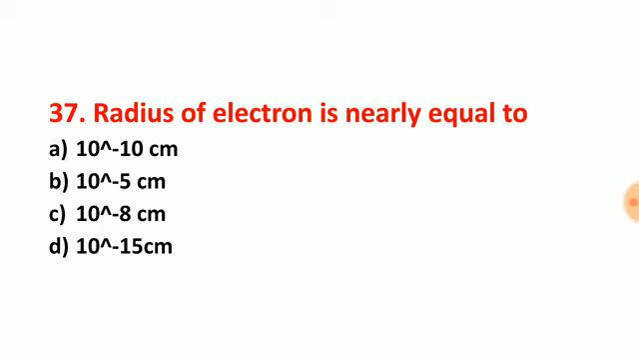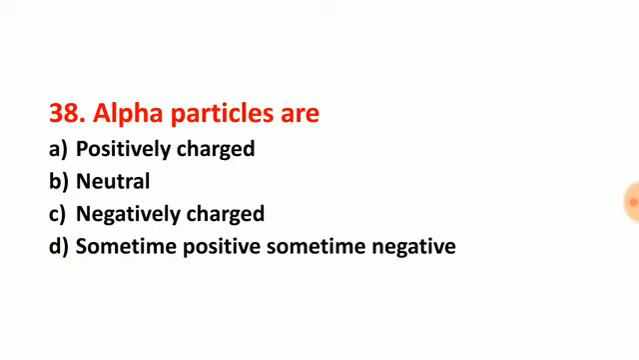Question number 37, radius of electron is nearly equal to 10 to the power minus 15 centimeter. Option choice D is the correct answer for question number 37. Radius of electron is nearly equal to 10 to the power minus 15 centimeter.